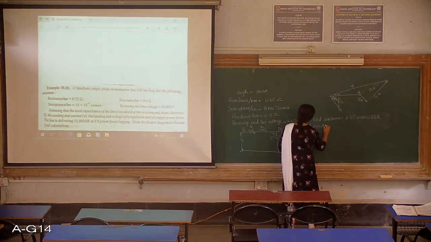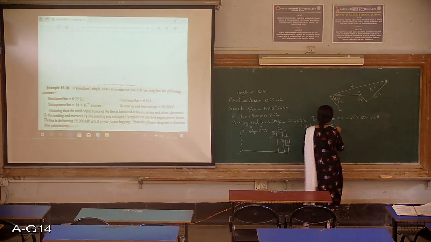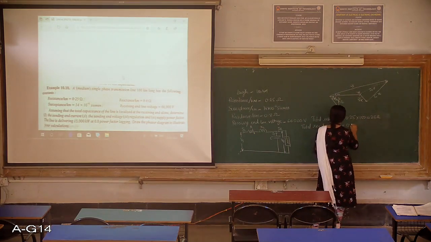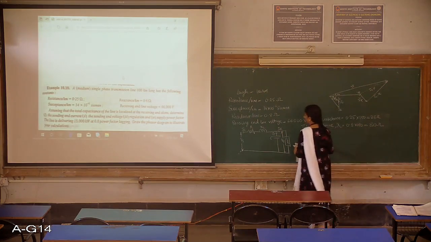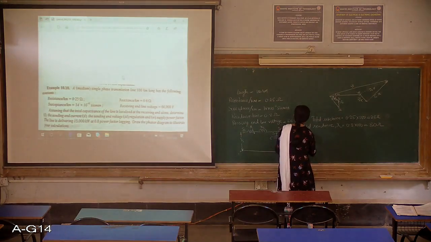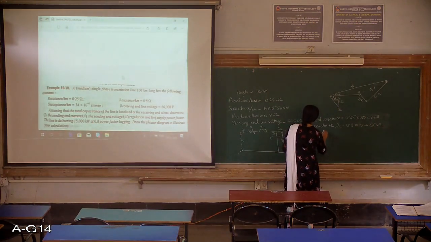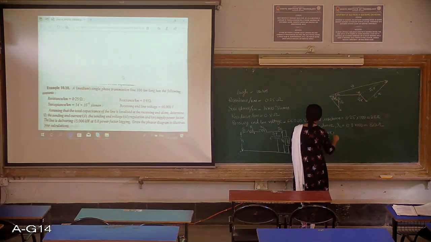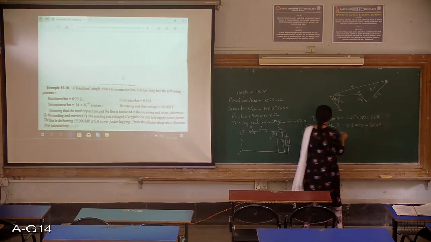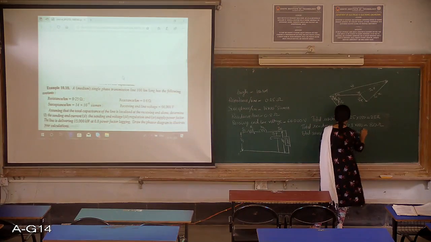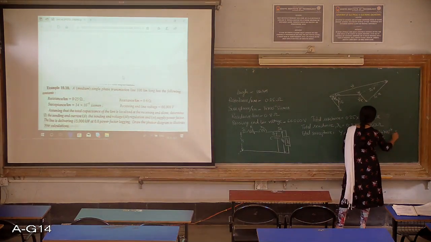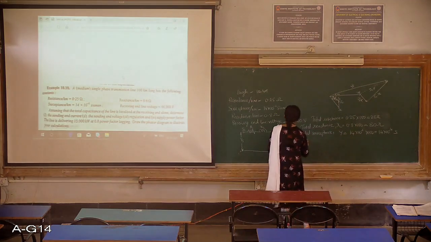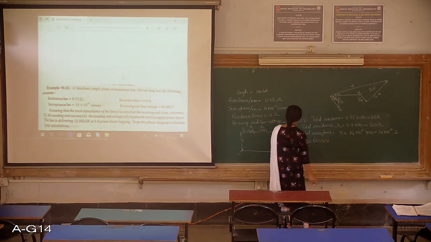Total reactance XL is 80 ohms. Then susceptance Y is 14 into 10 raised to minus 6 into 100. So this is 14 into 10 raised to minus 4 Siemens. Then receiving end voltage VR I will write. So VR is 66,000 volts or 66 kV.